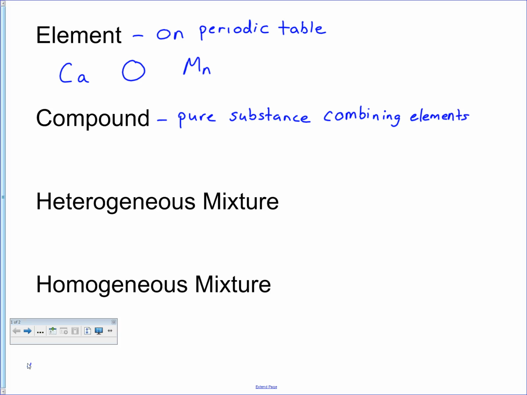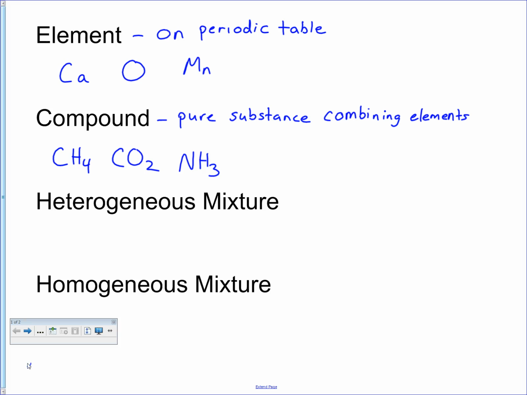And the big clue here that you're dealing with a compound is that you're going to have a formula, and it's going to have multiple capital letters in it, or multiple different elements. So like CH4 is methane, CO2 is carbon dioxide, and NH3 is ammonia. Those are all examples of different compounds.